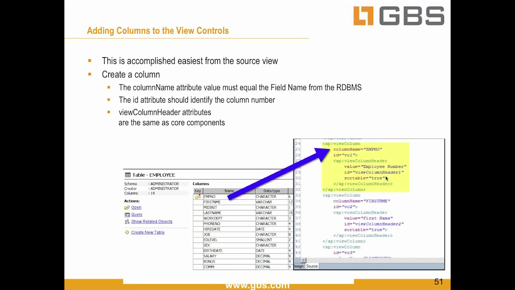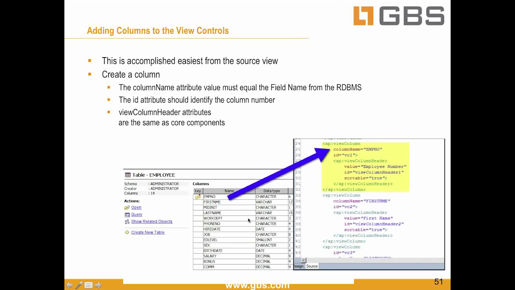Now, the next thing, unlike a Domino view that you add to an XPage that automatically creates the column headers and column details, this doesn't do that. So we actually need to go in and map a column and a column header for every column that we want to have displayed in the view output. The column name attribute value has to equal the field name from the relational database system.